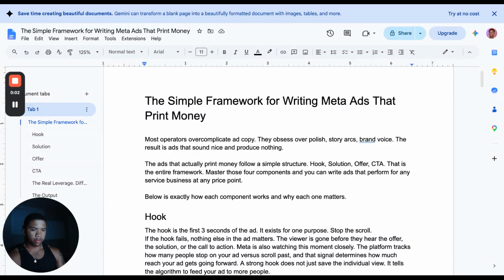What's up, guys? We're back with another video, and today I'm just going to be talking about the simple framework for writing Meta ads that are going to print money for you. And I'm just going to hop right into it.